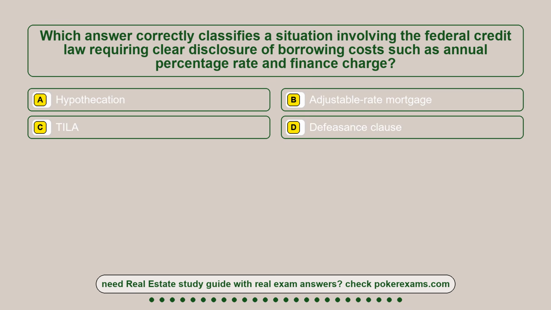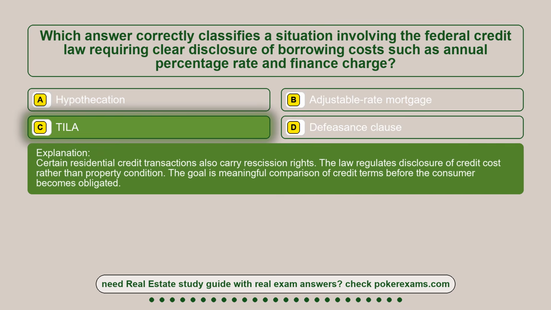Question 22. Which answer correctly classifies a situation involving the federal credit law requiring clear disclosure of borrowing costs such as annual percentage rate and finance charge? Option A, hypothecation. Option B, adjustable-rate mortgage. Option C, TILA. Option D, defeasance clause. The correct answer is option C, TILA.